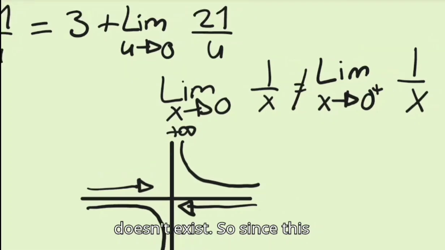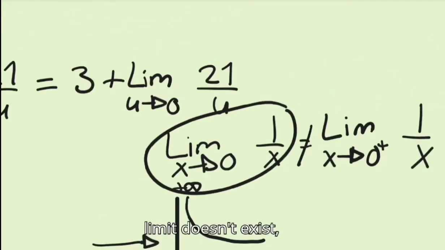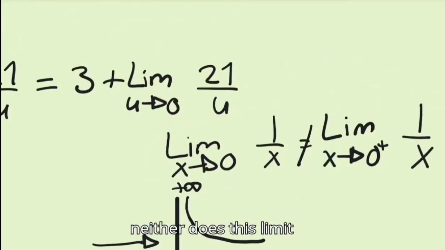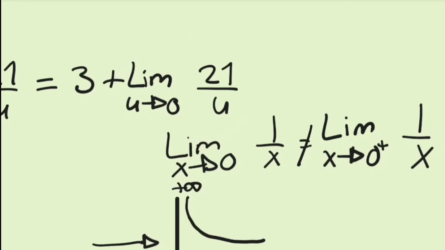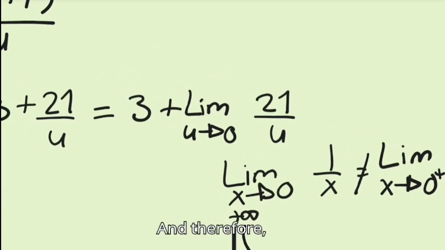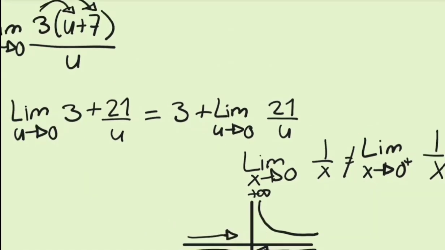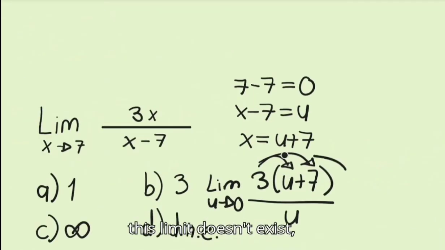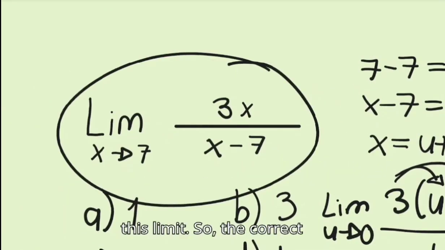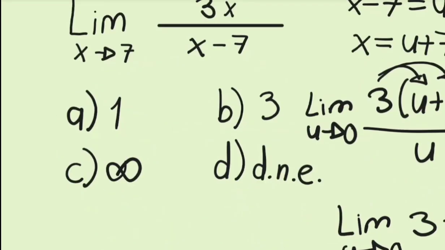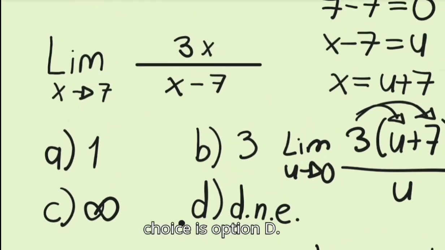So since this limit doesn't exist, neither does this limit exist. And therefore, this limit doesn't exist, and neither does this limit. So the choice is option D. It doesn't exist.